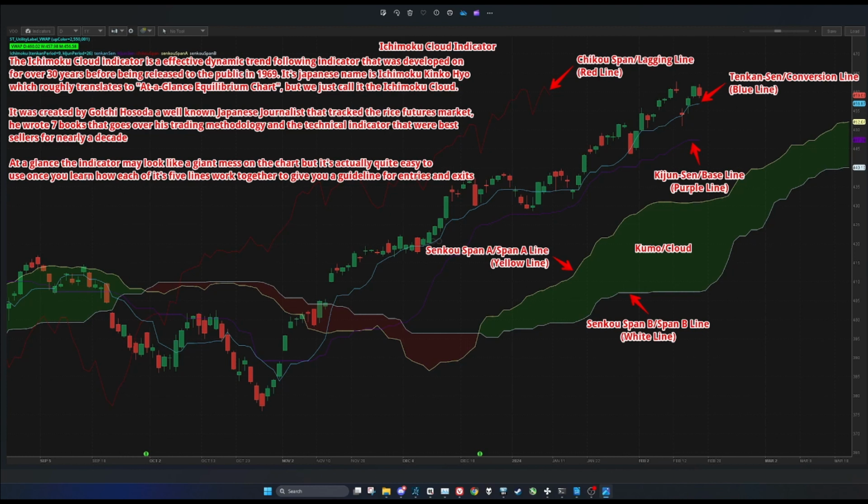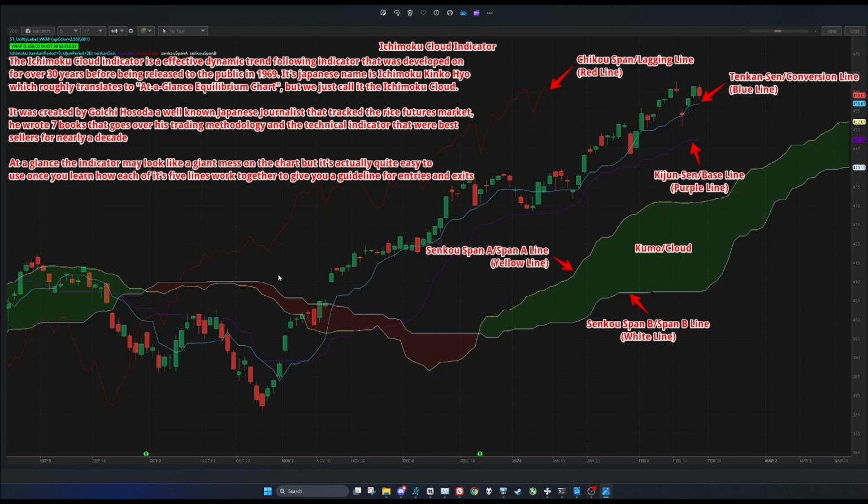Back then, they didn't have calculators or computers for that matter. So they had a bunch of interns do the calculations on paper to draw out the lines and the charts. Now that we have computers that can chart it out onto your screen really quick, it makes it much easier. The indicator is created to show you the trend of the stock at a glance. The Japanese name is Ichimoku Kinko, but in English we just call it Ichimoku Cloud.